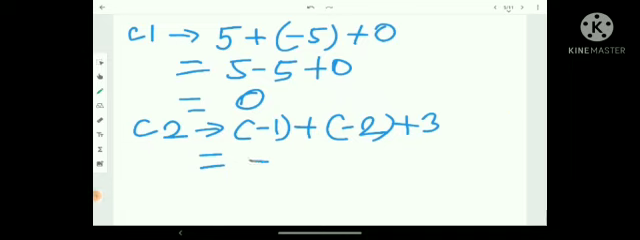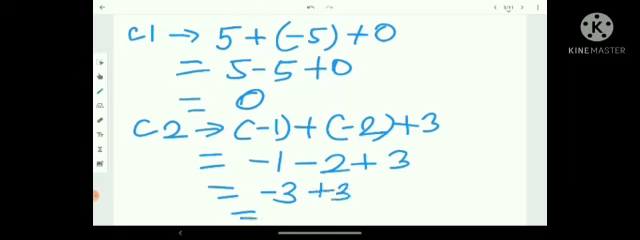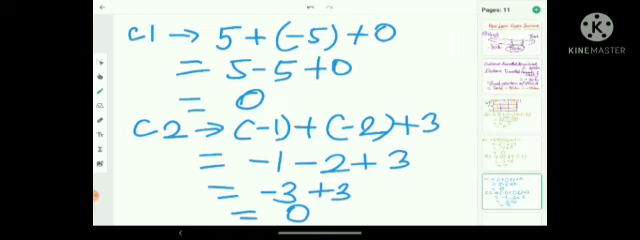Okay, so minus 1 plus minus minus 2 plus 3. Minus minus plus, so 3 minus 3 plus 3. So minus minus plus 0. So minus plus minus, so 3 minus 3, 0. Okay, I think you can understand. I am moving to the next page.